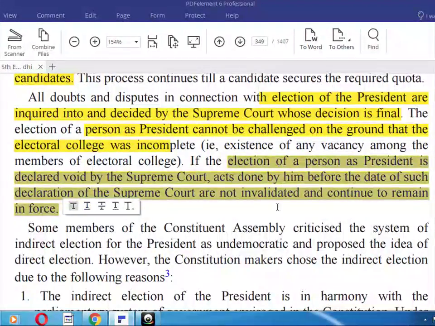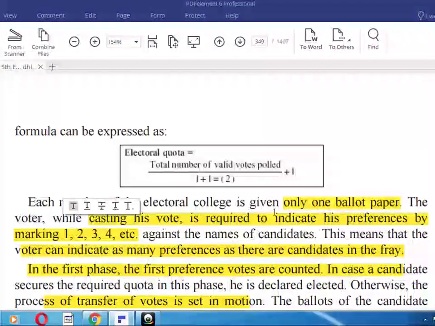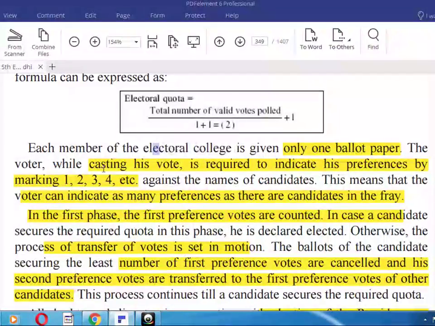Okay, so here you can understand all the things. First of all, each member of the electoral college is given only one ballot paper, and while casting his vote he is required to indicate his preferences by marking 1, 2, 3, 4, etc. against the names of the candidates. So it means the voter can indicate as many preferences as there are candidates in the fray.